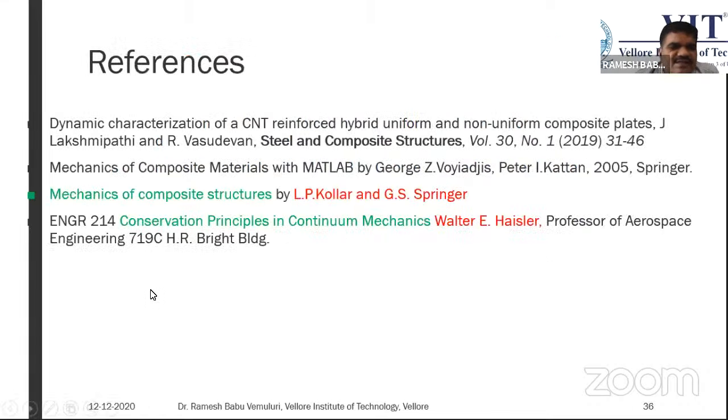So these are the various references: the dynamic characterization of CNT reinforced hybrid, uniform and non-uniform composite plates. I took this from the paper by J. Lakshmipati and R. Vasudevan, Steel and Composite Structures, volume 30, number 1, 2019, where it got published.